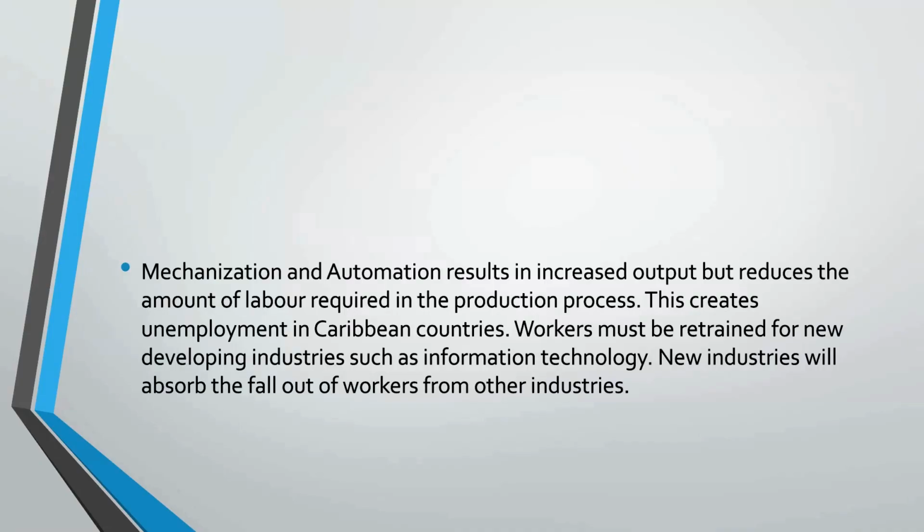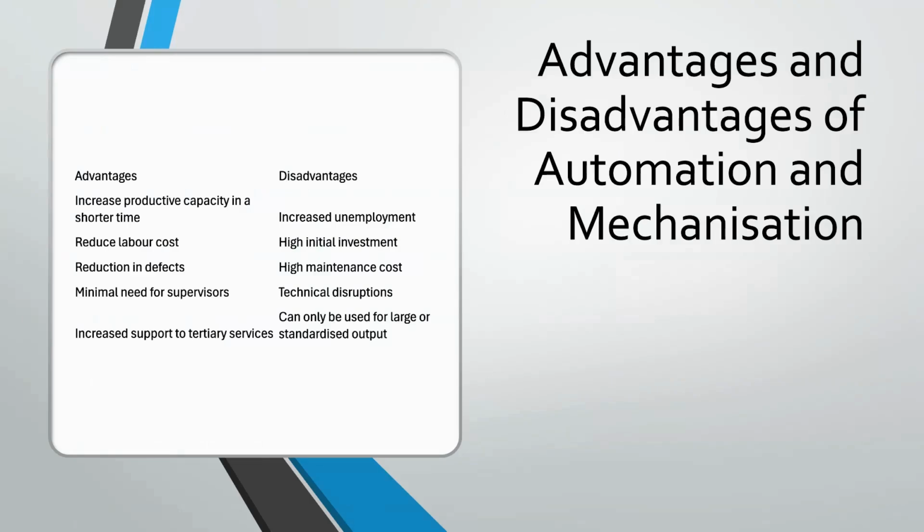Now, mechanization and automation result in increased output but reduce the amount of labor required in the production process. This often creates unemployment within Caribbean countries. Workers must be retrained for new developing industries such as information technology. New industries will absorb the fallout of workers from other industries. Finally, we're going to be looking at the advantages and disadvantages of automation and mechanization.